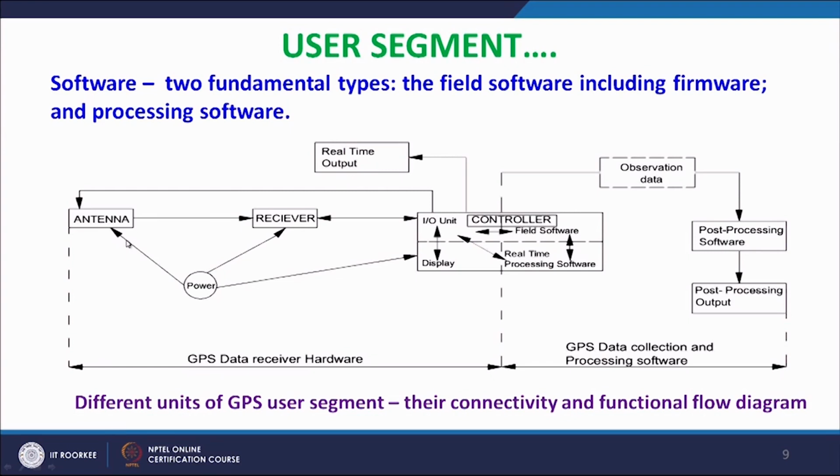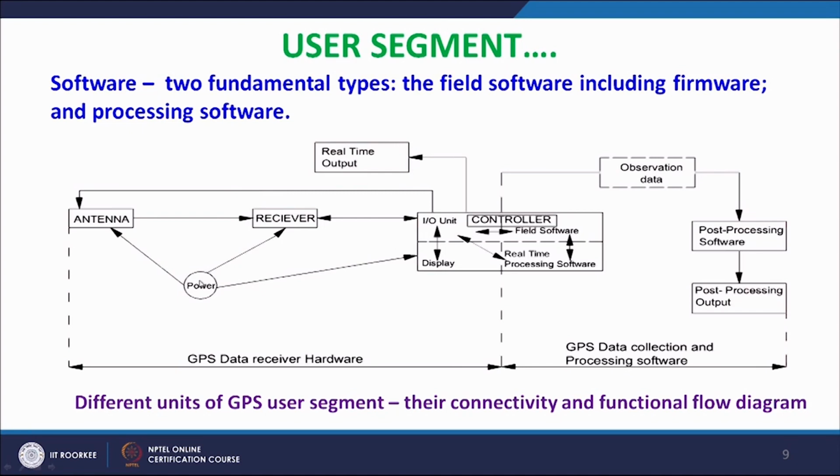So the functioning of the user segment can be depicted through this flow diagram. Here you can see that there is an antenna, this is the receiver hardware, and this is the controller, and this controller has connectivity with the receiver as well as with the antenna. That means the controller has to control both the receiver and the antenna, and all these are connected to some power.